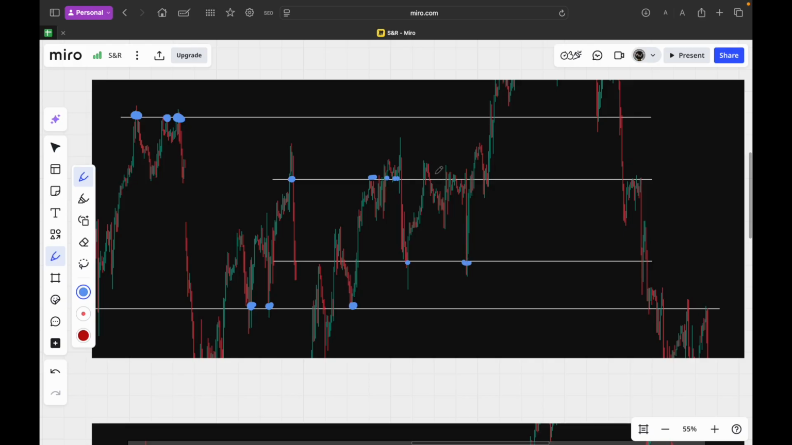Look how price respects these levels, even right over there. Look there, broke through, retest. So this is why I always go to the line chart before I go to the candle chart.